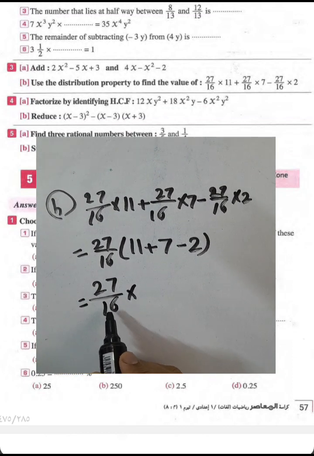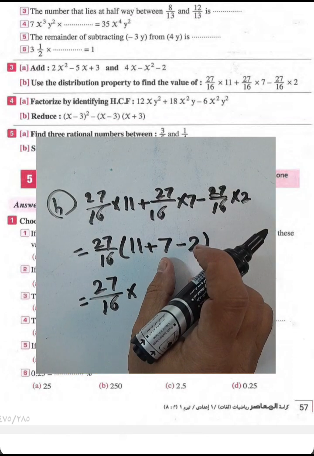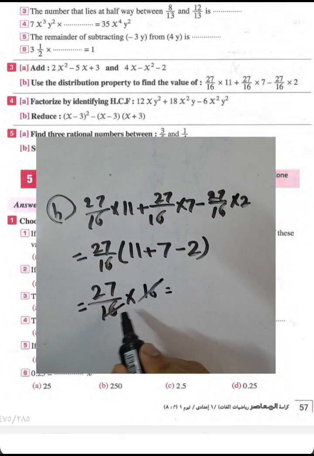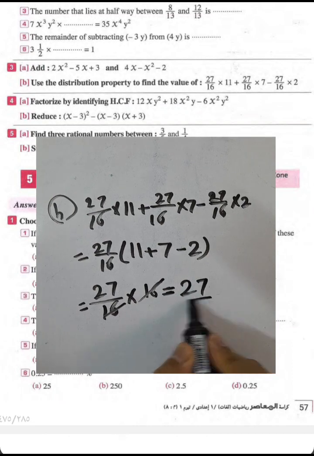27 over 16 times 11 plus 7 equals 18. 18 minus 2 equals 16. 16 divided by 16 is 1. 1 times 27 will be 27.